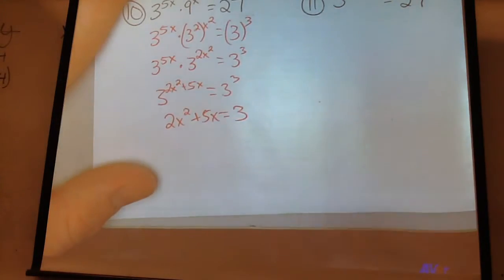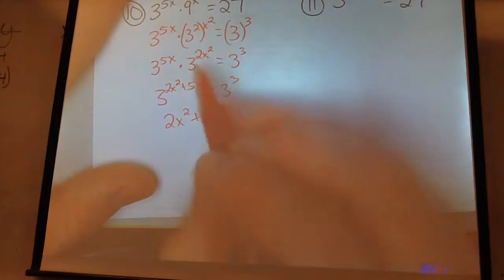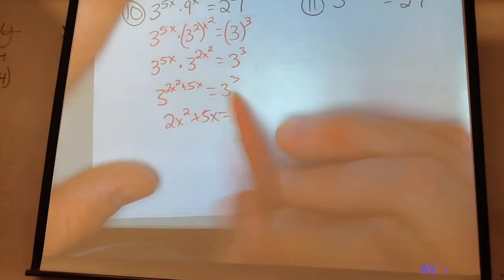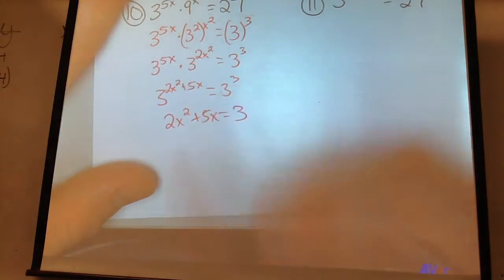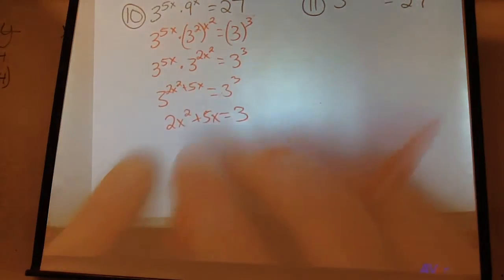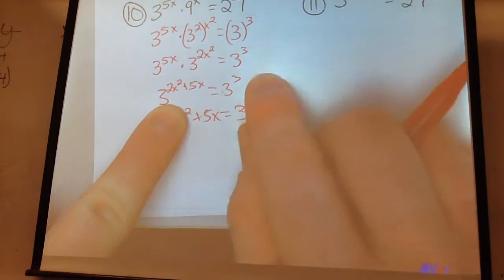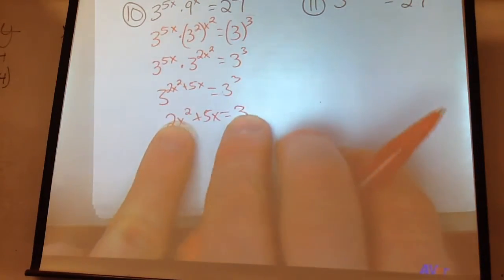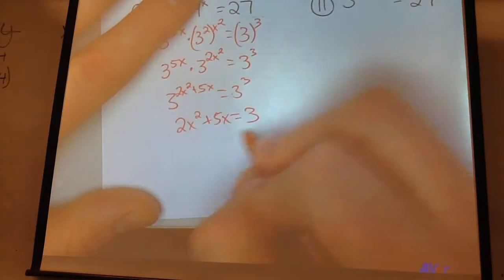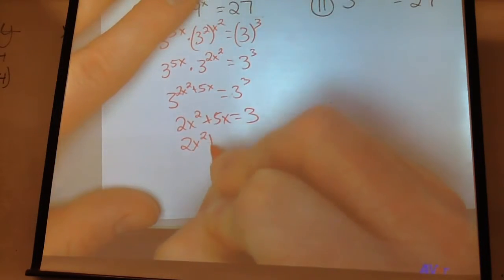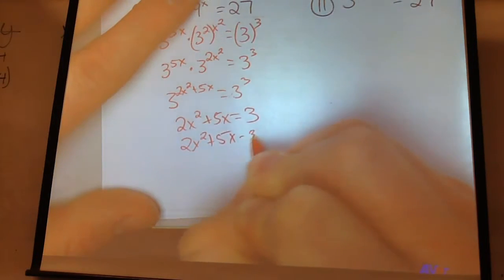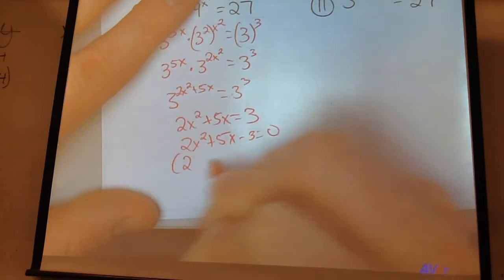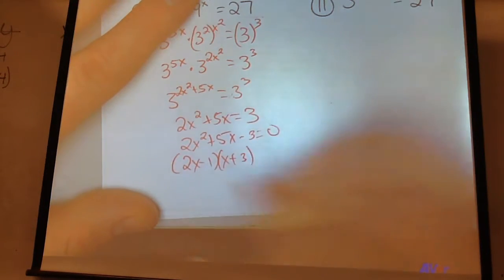Wait, why do you drop the 3? Because if the bases are the same and it's an equation, the exponents have to be equal. If you've got 3 to a power equals 3 to a power, the powers have to be the same. So you just say, hey, those are the same. Subtract 3 from both sides. 2x squared plus 5x minus 3 equals 0. Factor: 2x minus 1, x plus 3.